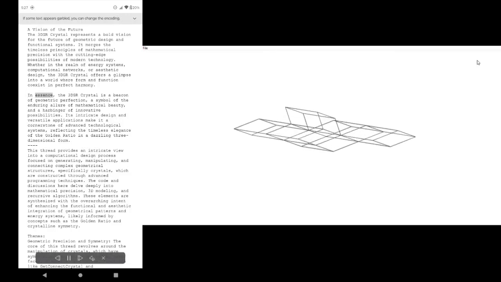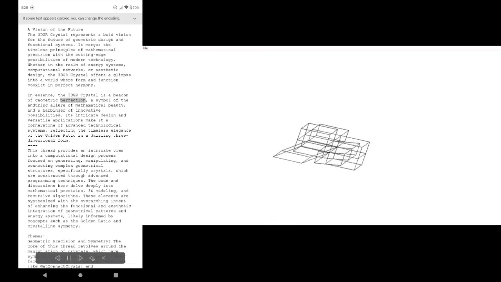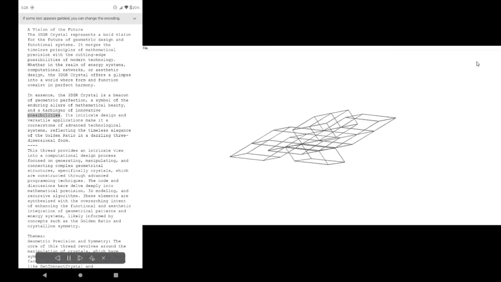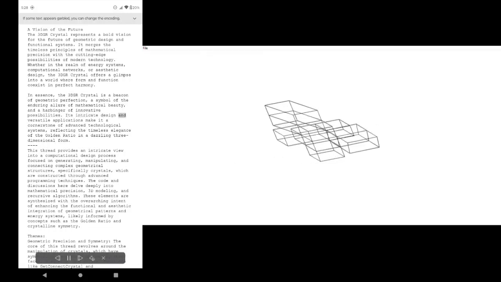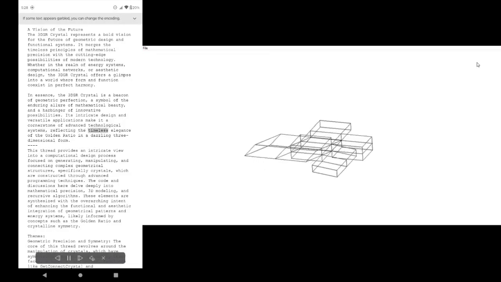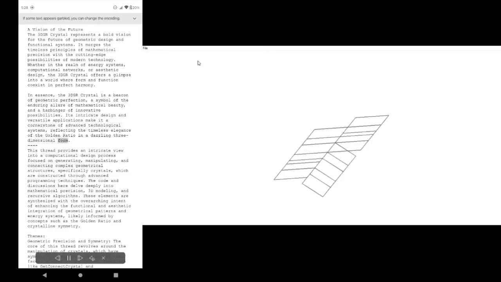In essence, the 3D-GR crystal is a beacon of geometric perfection, a symbol of the enduring allure of mathematical beauty, and a harbinger of innovative possibilities. Its intricate design and versatile applications make it a cornerstone of advanced technological systems, reflecting the timeless elegance of the golden ratio in a dazzling three-dimensional form.